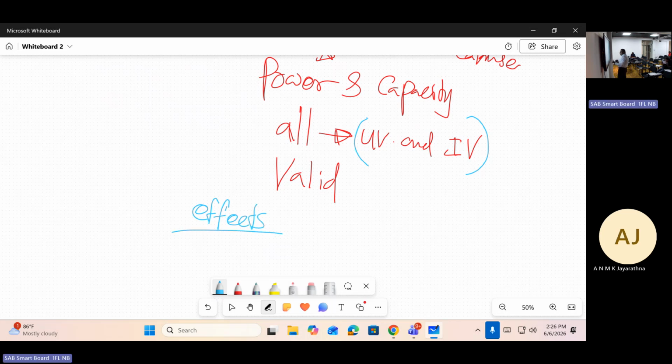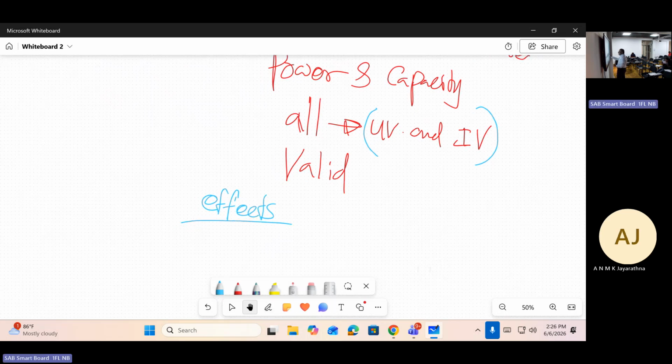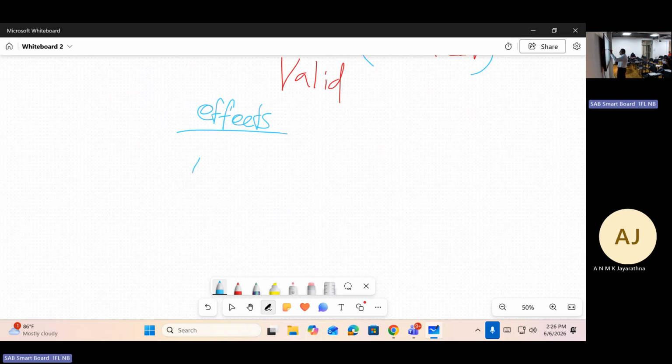There are two effects of an ultra vires transaction. Because of these effects, we can identify that the ultra vires rule is recognized. It is not 100% removed by section 17 subsection 2 of the Companies Act. Not 100%. Two effects.